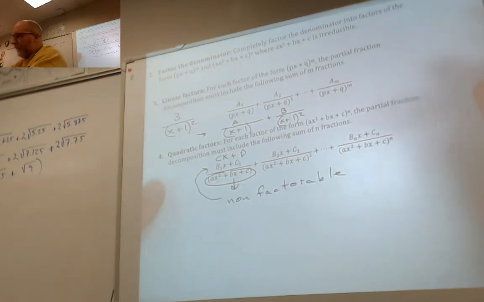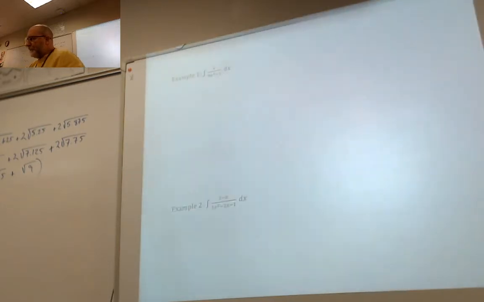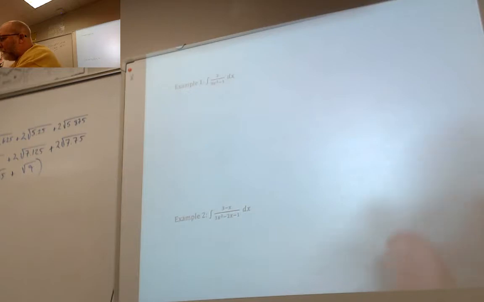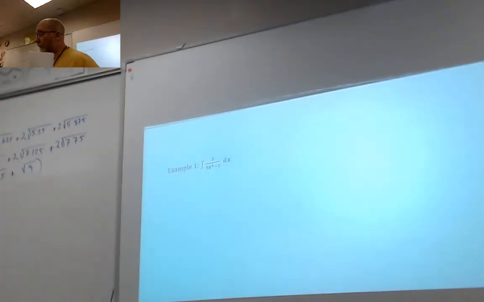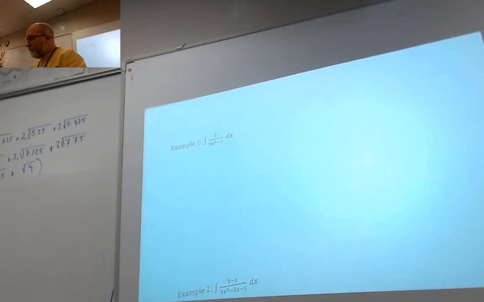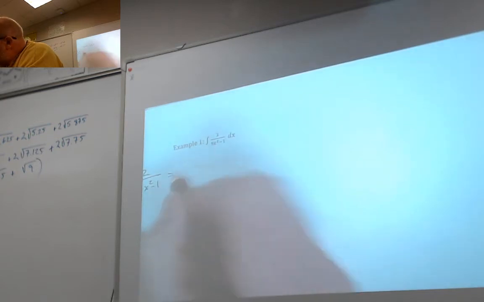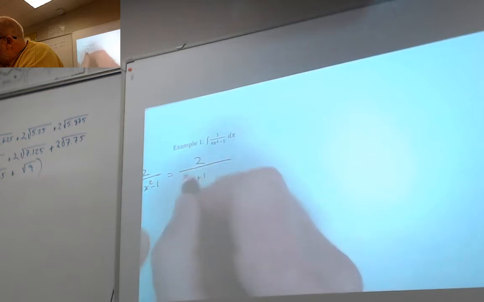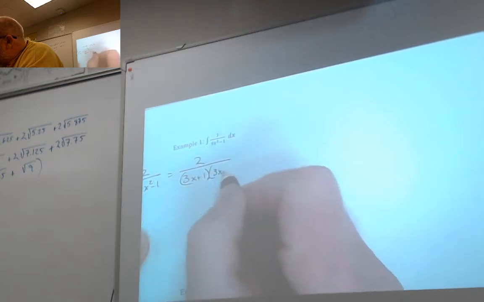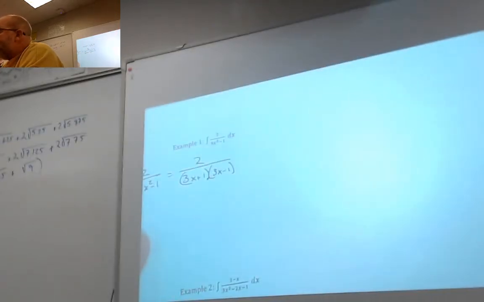All right, so look, I'm going to flip to the next page. And here's my first one. My first example. And so on the side, I do this. 2 over 9x squared minus 1 can be factored to 2 over 3x plus 1 times 3x minus 1, the conjugates.